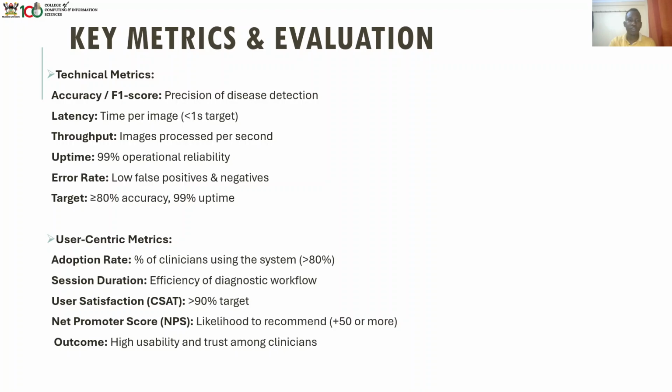So the key metrics, the technical metrics, are accuracy, F1 score, and precision of disease detection; latency per image, which is a less than 1 second target; and then throughput, images processed per second, with up to 99% operational reliability. Error rate: minimal false positives and negatives, and the target is greater than 80% accuracy and 99% uptime.